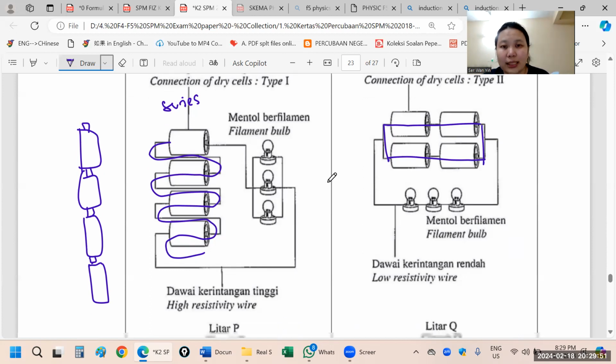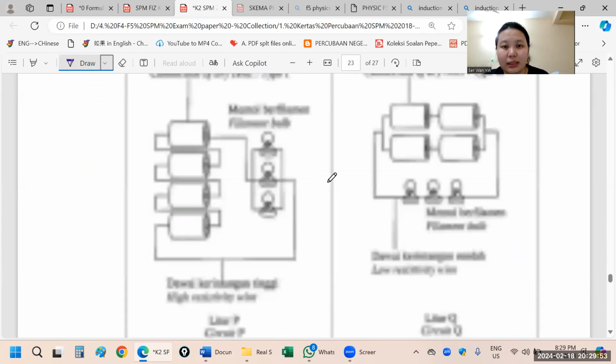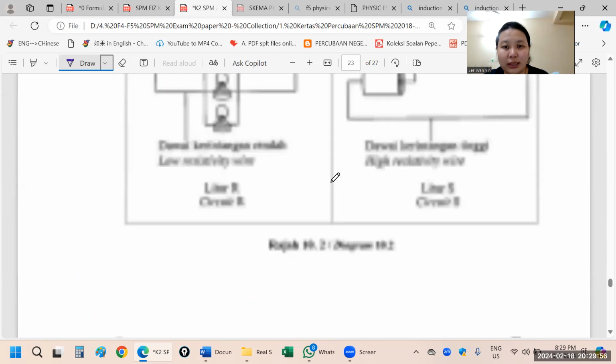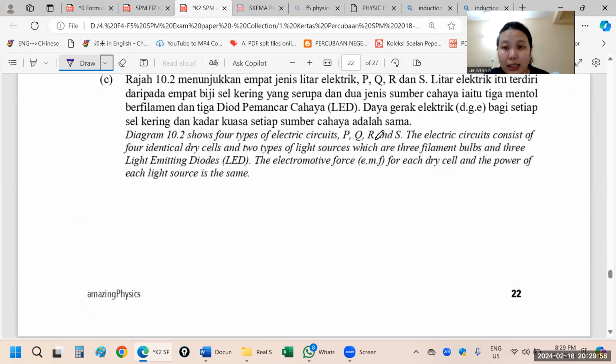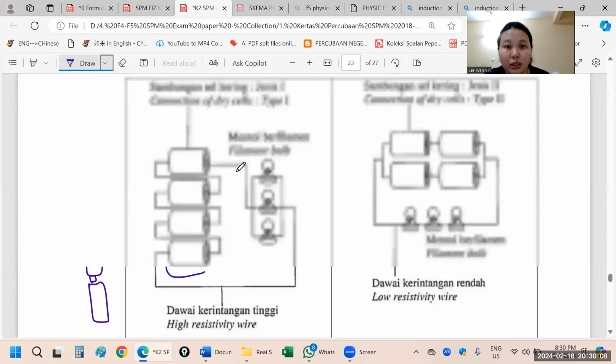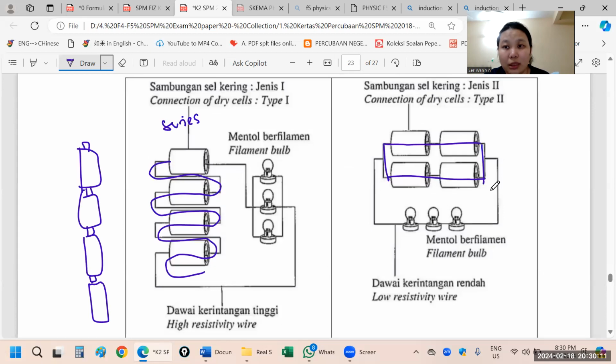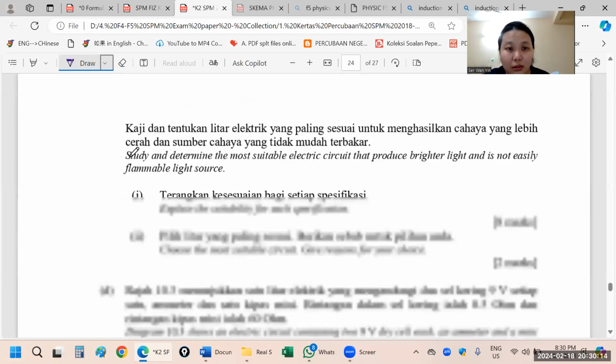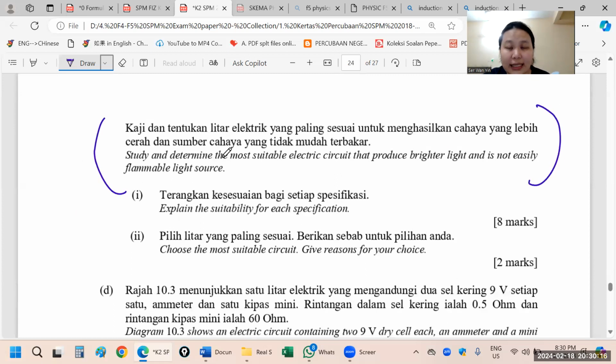Okay, so which one is the best one? See their criteria. Their EMF is the same. Okay, so what do they want? I suggest you all skip this one first. You look at the question first. Study and determine the most suitable electric circuit that produces brighter light and is not an easily flammable light source. Means it won't burn.